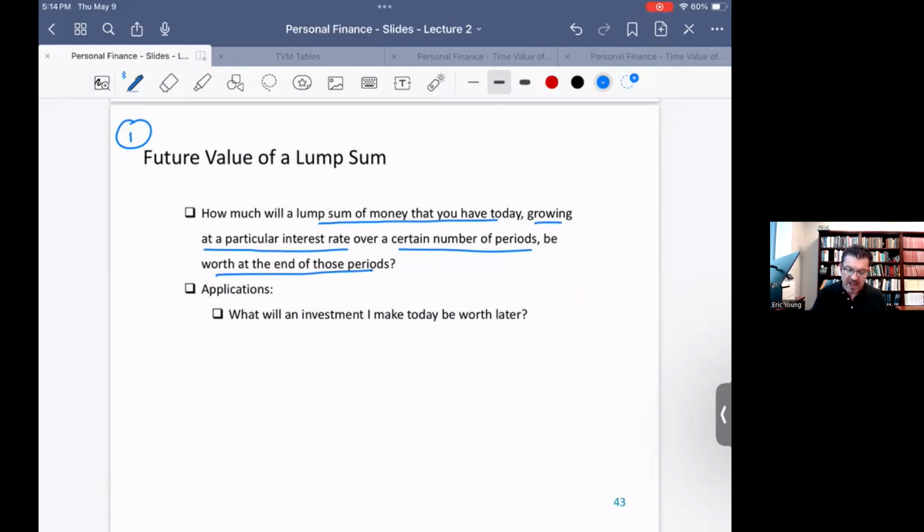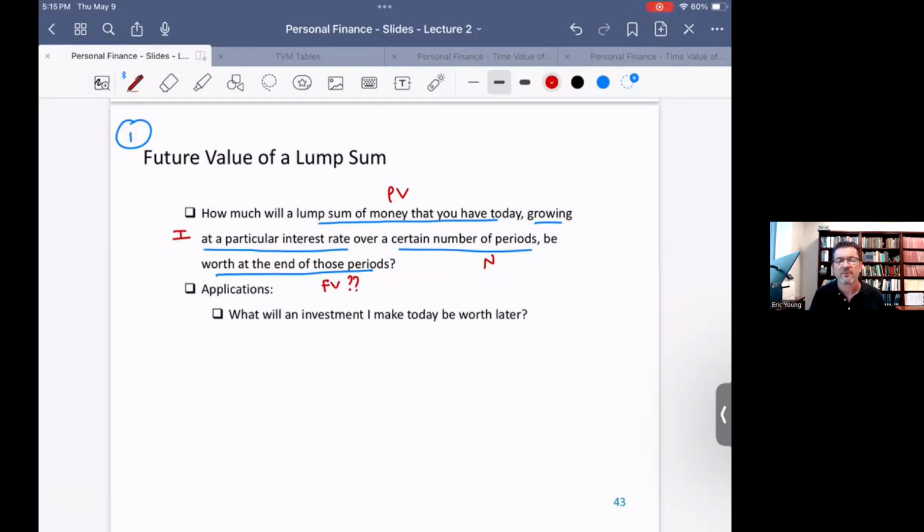Now, notice that this is not an annuity, so we don't have a PMT. It's a lump sum, but we can still put some labels on it. The amount that you have today, that's your present value. The interest rate that it grows at, that's going to be your I. The number of periods that it's going to grow for, that's your N. And you're trying to solve for what it's going to be worth in the future, and that is your FV, which is what you're solving for.